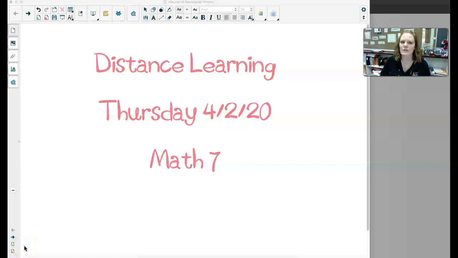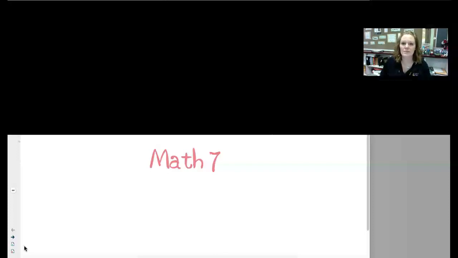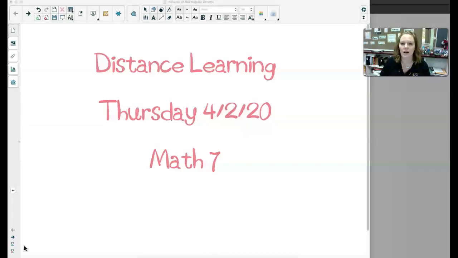We are going to be learning about volume of rectangular prisms today. I'm going to encourage you all to maybe get out a notebook and take some notes as this is going on, so that you have something to look back at when you are working on your homework. Also, then you don't have to keep flipping back to the video and trying to re-watch it.